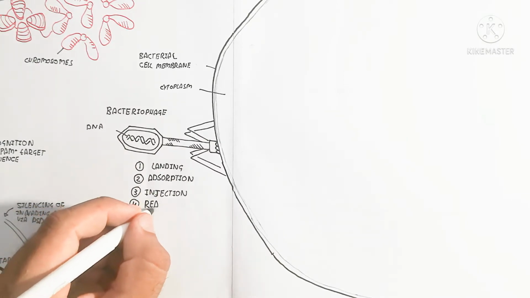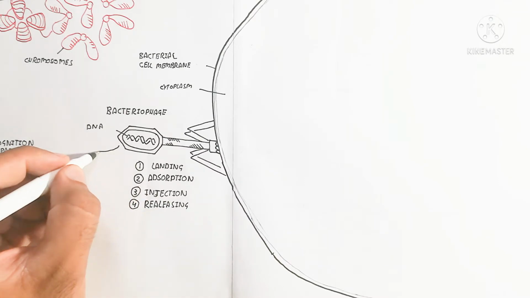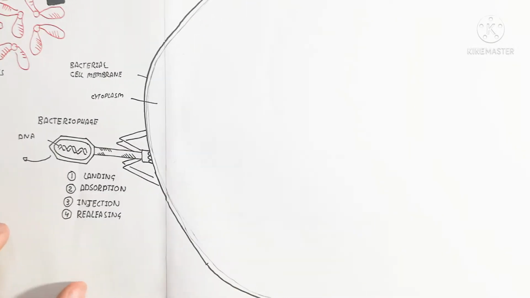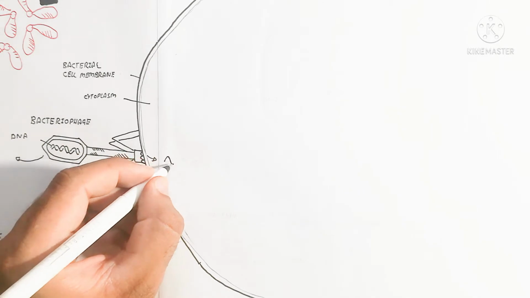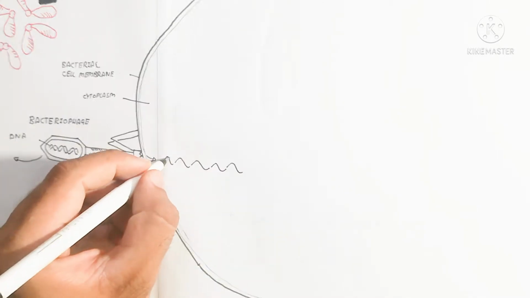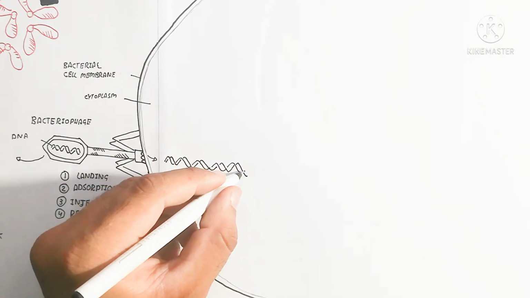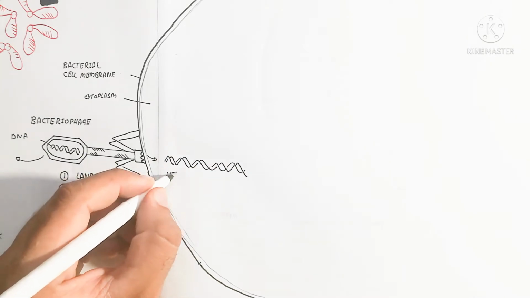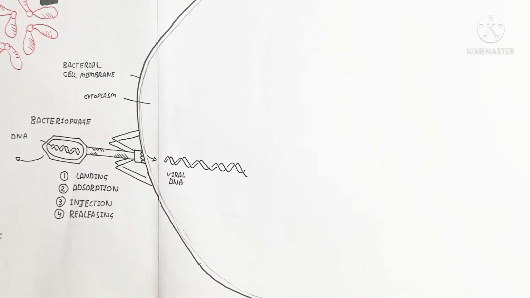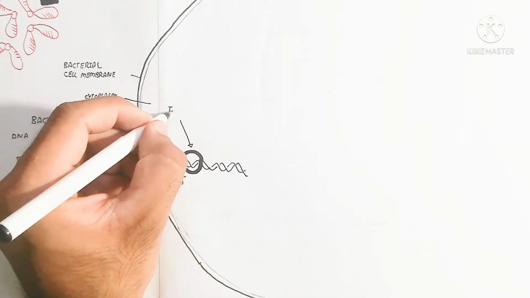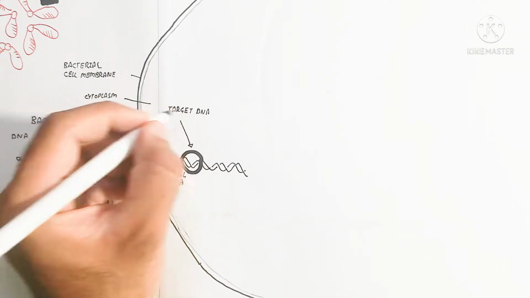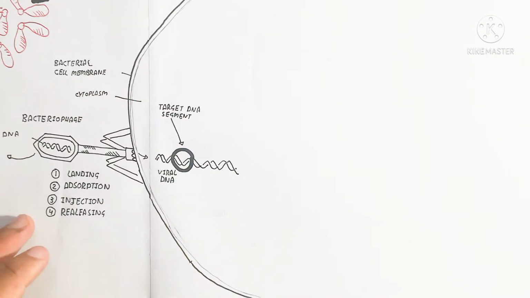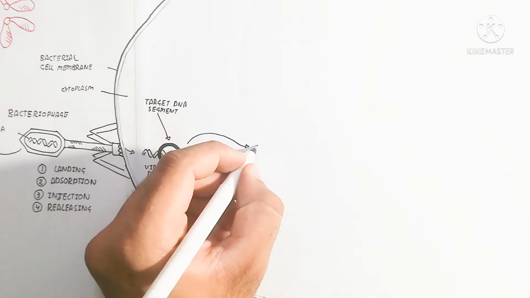So the bacteriophage will land; that is a different mechanism: landing, adsorption, injection, and releasing. After the injection, the DNA is released and moved inside the cytoplasm of the bacteria. So this is the target DNA segment, which is targeted by the CRISPR Cas9 system.